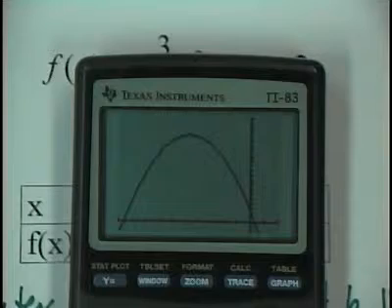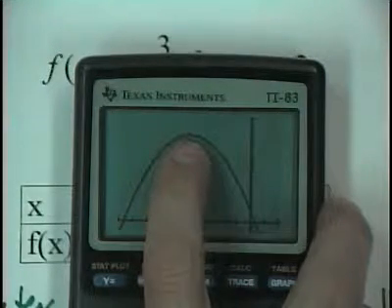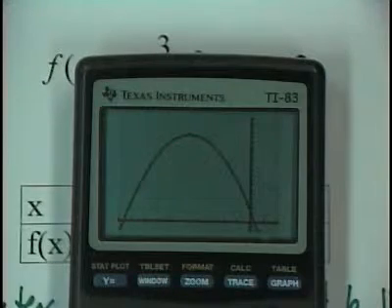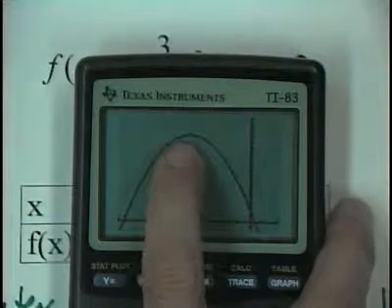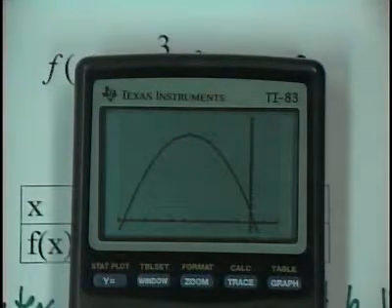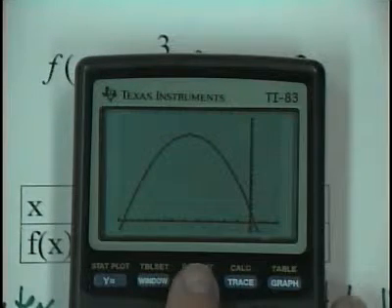We can see things of interest like the vertex. And once we identify the vertex, we can write down the axis of symmetry. Well, there's some really neat calculator options that will allow us to find the vertex. One of them is we could zoom in. So let me show you how to do that.